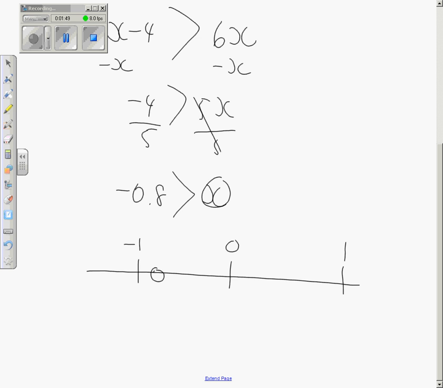Remember, we read it from our variable this way. So it says x is less than negative 0.8. So less than is going to start at negative 0.8, and all numbers less than that, it's going to include all of those numbers. So that's the solution to the inequality.